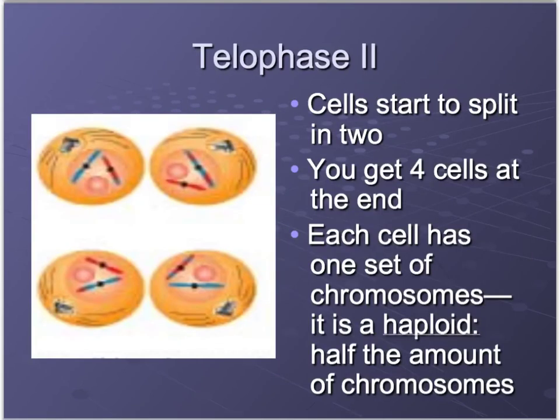And the last phase is when you have the 2 cells splitting again, you end up with 4 cells at the end. Each cell has 1 set of chromosomes, or haploid, half the amount of chromosomes as the original cell. This way, when an egg and sperm combine, they have half a set plus half a set and a whole set in the zygote that forms.